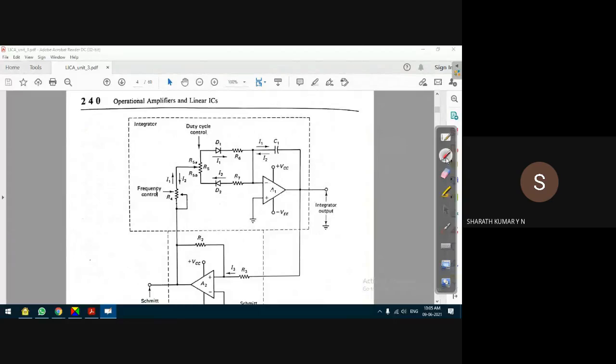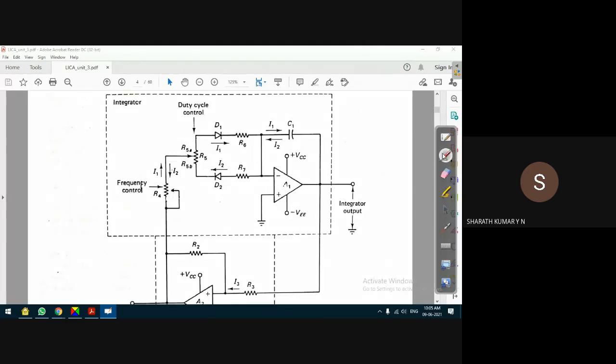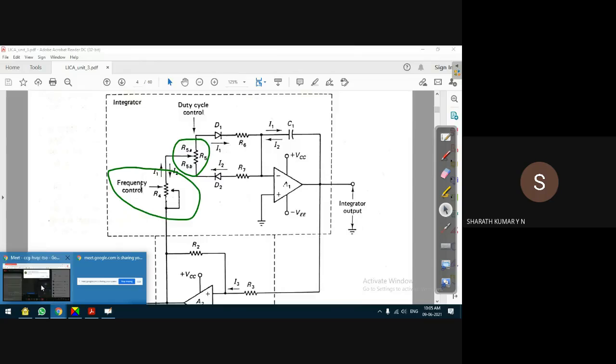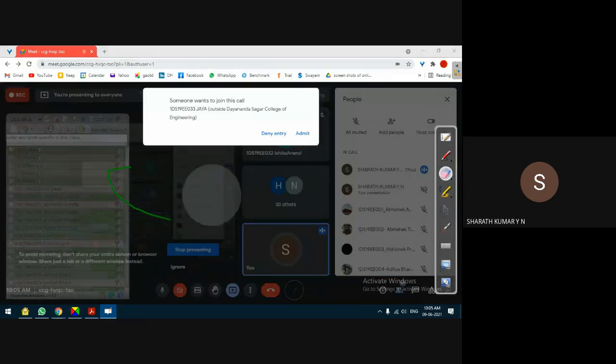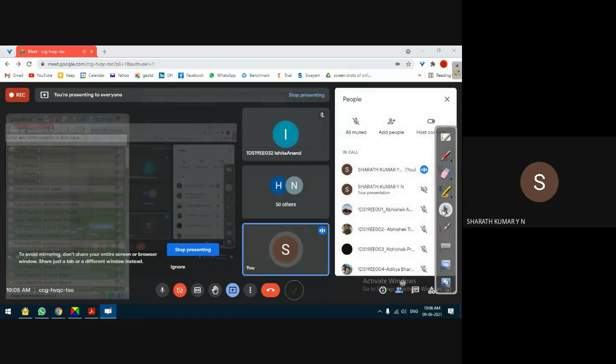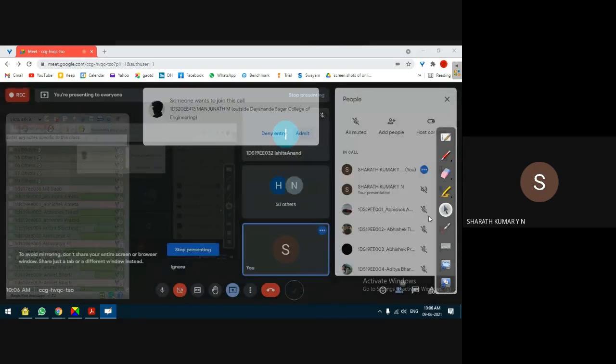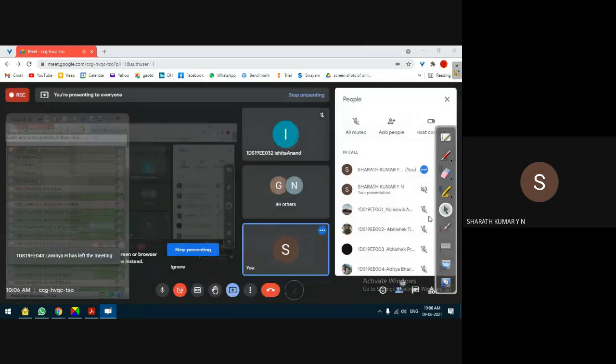We have additional resistances. R4 is for the frequency control and R5 is for the duty cycle adjustment. We can adjust the duty cycle using the resistor R5. Both R4 and R5 are potentiometers, whereas R6 and R7 are fixed resistors.